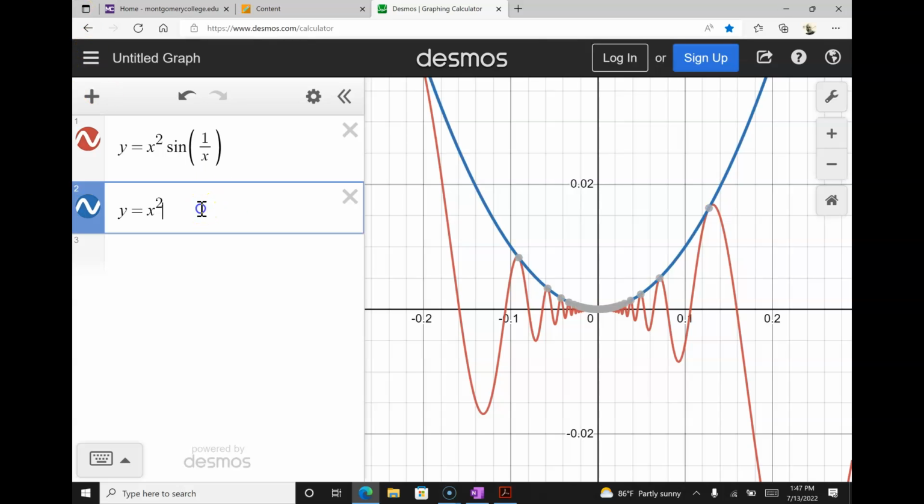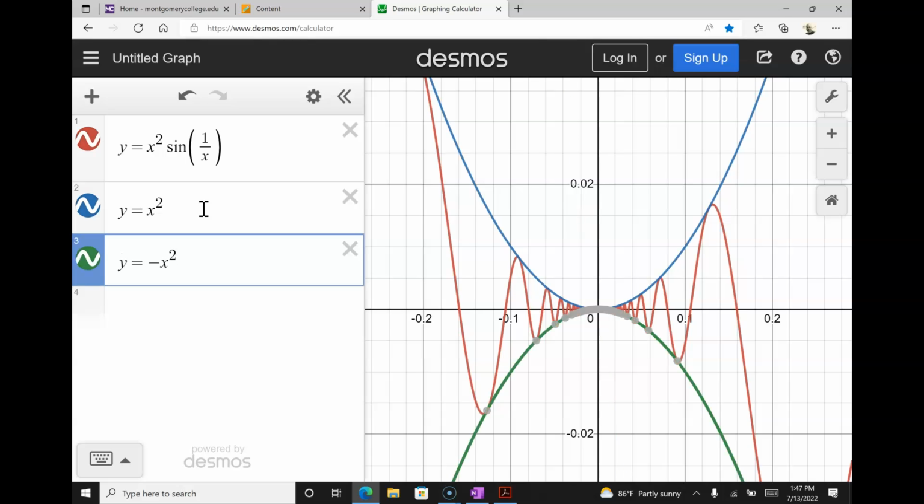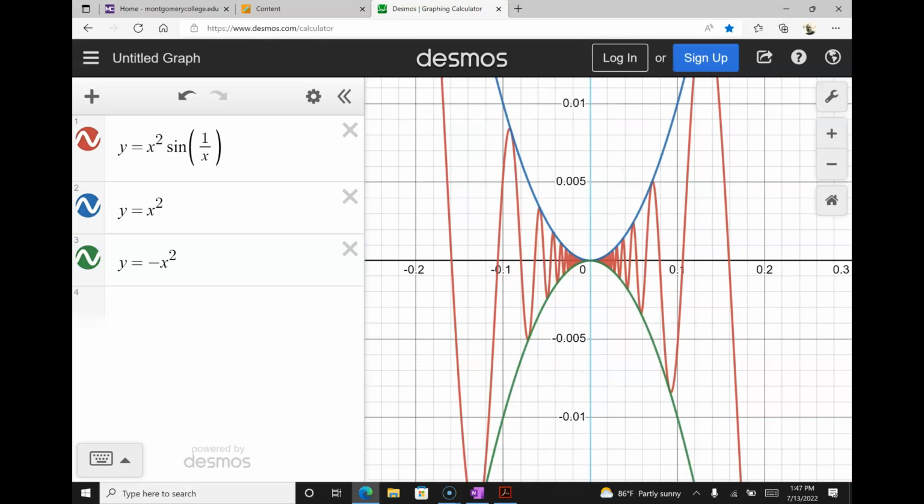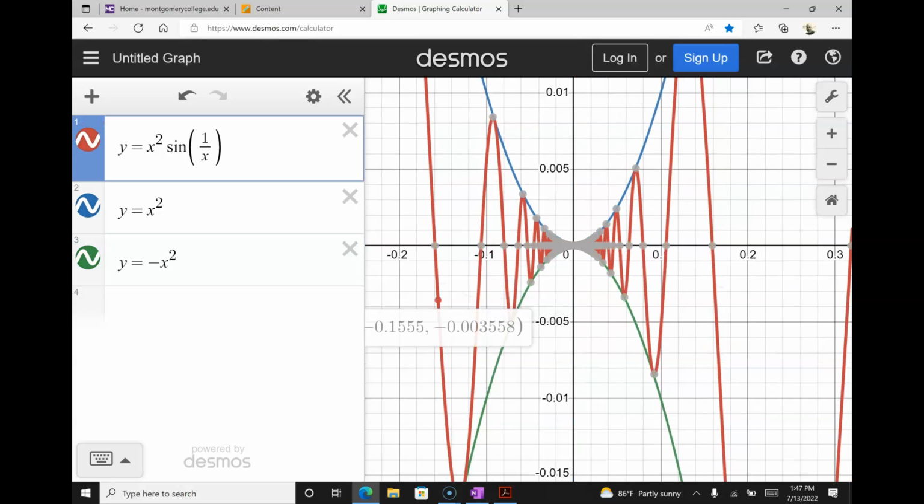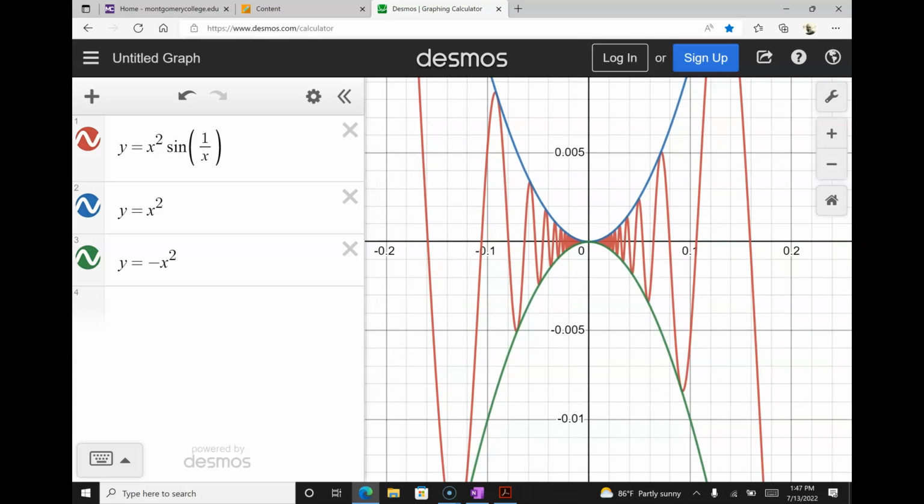You with me? And what's the bottom squeezer? What's the squeezer from below? It's negative x squared. Nice. Look at that. What's happening at 0, 0?